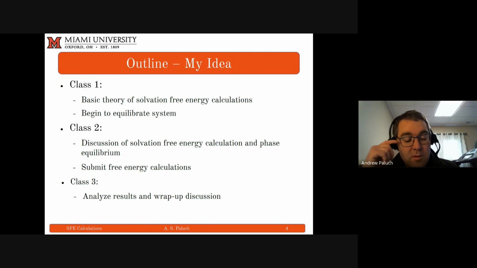All right. And so the basic outline for today is we're just going to give a very basic introduction to the theory of solvation free energy calculations. And then the plan would be to equilibrate our systems, but do the first part of setting up our solvation free energy calculations. So we'll equilibrate so that we can come back tomorrow. We'll complete our discussion talking about applications of solvation free energy calculations, but then actually submit our calculations, which we'll then come back on the 18th and analyze.